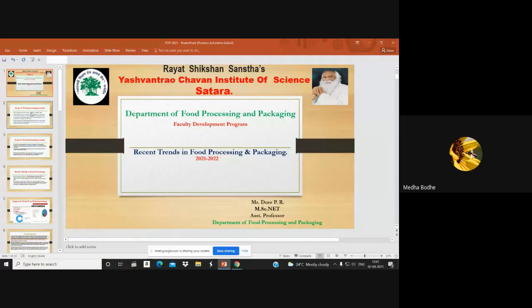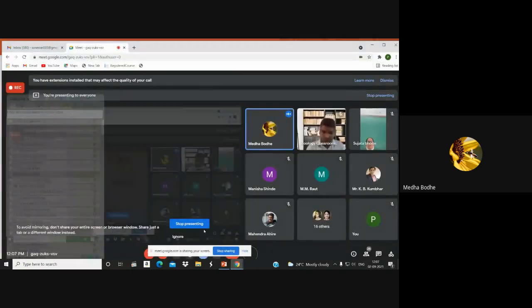Talking about his work experience, he has worked as a production manager at Blue Star Agro Winery Private Limited, Chakan, Pune. Then he also worked at Satya Vijay Institute of Research and Management. He has worked as a principal of the College of Wine Technology, Saswad, Pune. Currently, he is working as assistant professor at the Department of Food Processing and Packaging. So I request Mr. Dure sir to begin his talk. Over to you, sir.